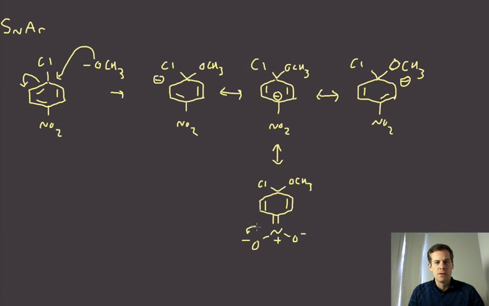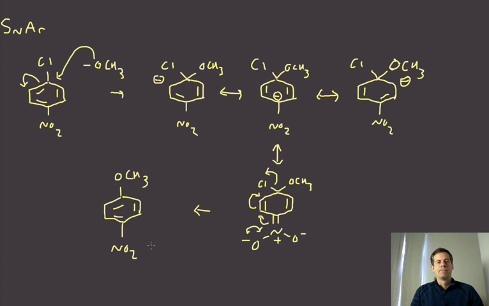So all I have to do is to push the electrons all the way back around and then ultimately eliminate out my chloride. And when I do that, I will have my SNAr substitution reaction. Okay, and it's just that easy. So really just 2 steps: add the nucleophile at the right position, stabilize the anion, and then eliminate out the thing that you're substituting, right? So that's how that works.